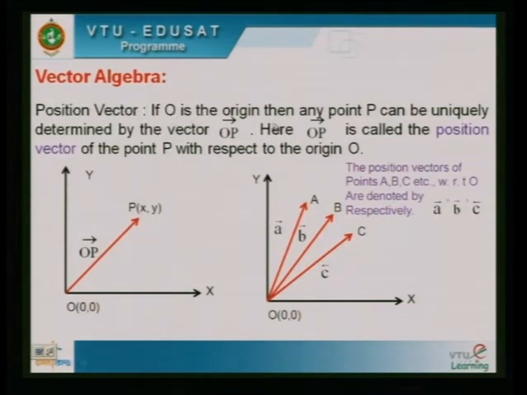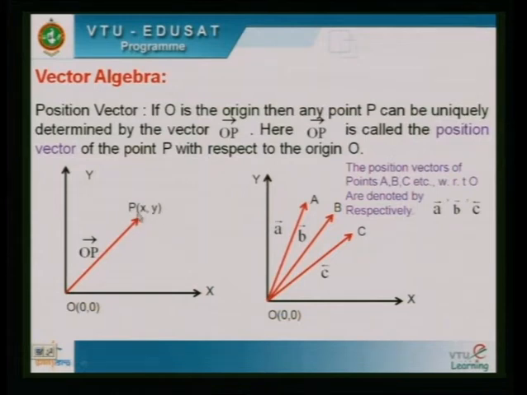If O is the origin, you can consider this as the x axis and this line as the y axis. So O is the origin, and the coordinates of the origin are 0, 0. We can choose any point in the xy plane. Now, how do you get P(x, y)? Because we are already familiar with coordinate geometry, a point can be uniquely determined.